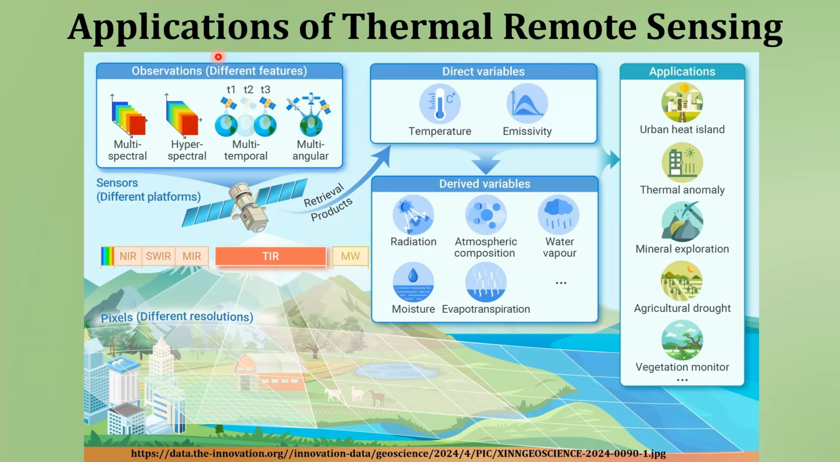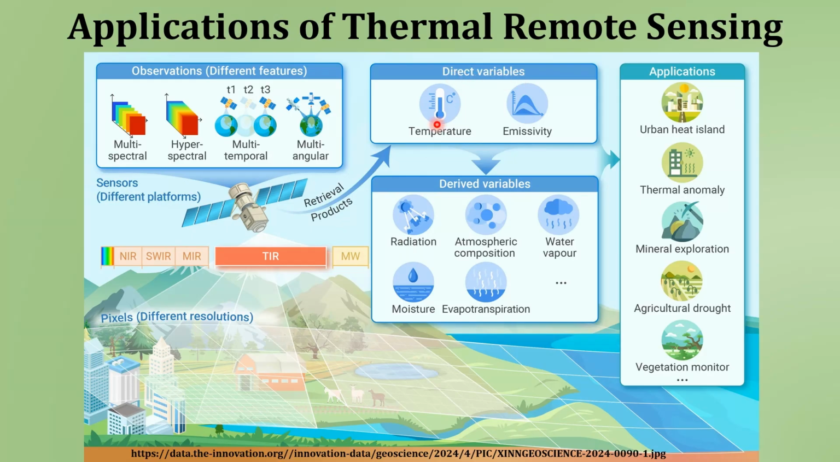Now, coming to the applications of thermal remote sensing. Thermal data for a particular area can be obtained from different directions, for different time intervals, and in different wavelength ranges. There are a number of sensors placed on different platforms which acquire the data in the thermal infrared region in different spatial and spectral resolutions. Once we have the thermal data for a particular area, we can estimate two parameters, that is temperature and emissivity. So these are the direct variables.